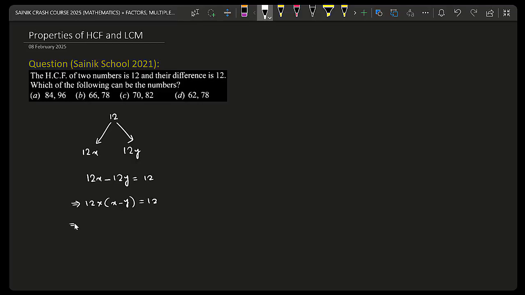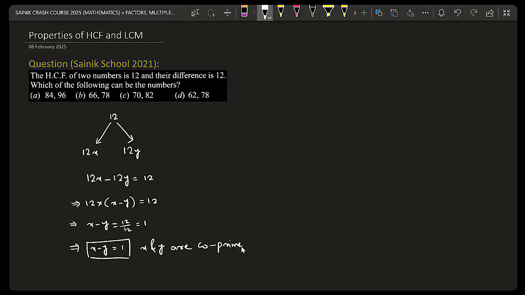Now 12 is multiplying, so if you transpose it, it will divide. So x minus y is equal to 12 divided by 12, which is equal to 1. So we got x minus y is equal to 1. And you should remember one thing here: x and y are co-primes. They must be co-primes. Why?